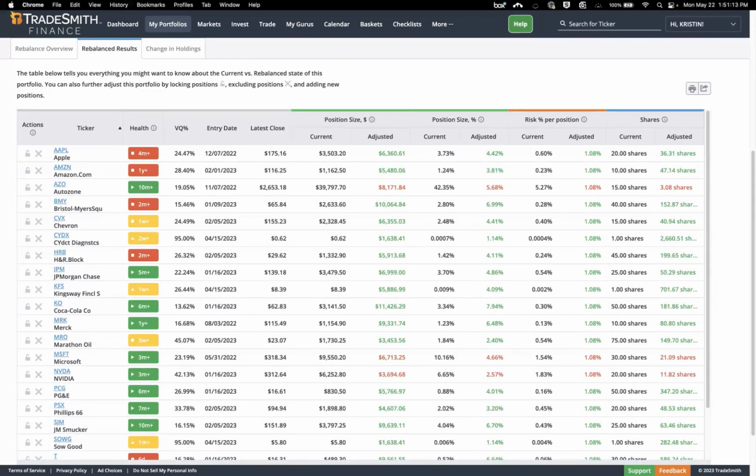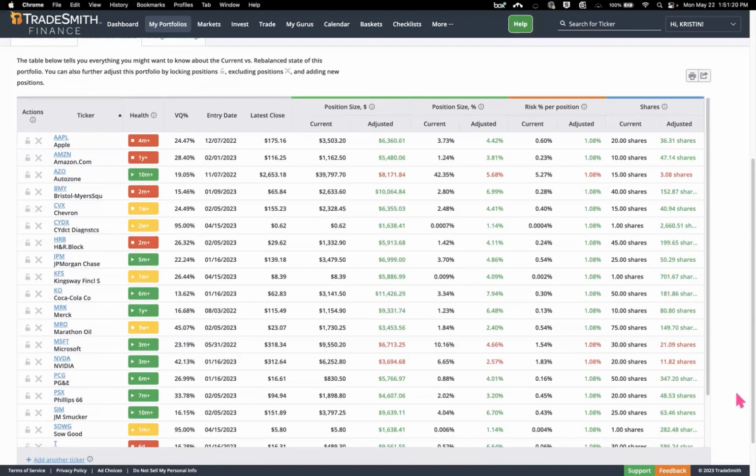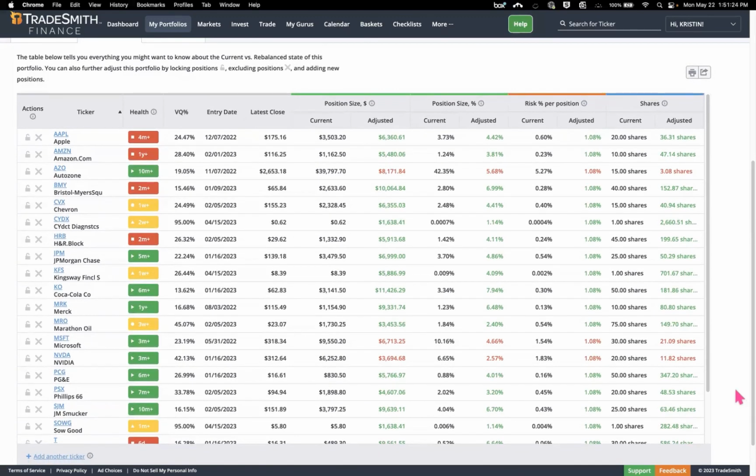All right, so what if you were planning on closing one of your positions? This is where the red zone stocks come in, and you can do it right from here. So say there's a stock in here that you're planning to sell, you do not want to adjust it because it's in the red and you do follow the health indicator.